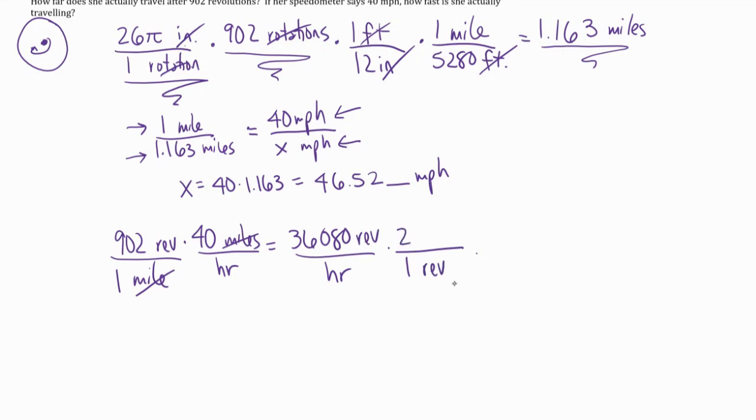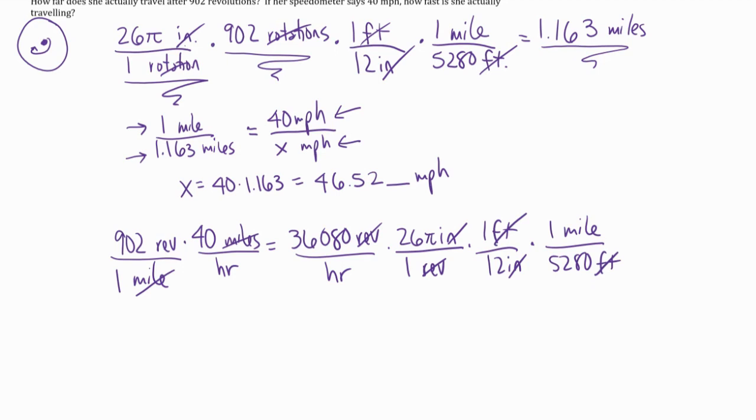Okay, well, what is 1 revolution in actuality? 1 revolution is 26 pi inches. And then that gives me inches per hour, which again is not super useful. So that's feet, 12 inches. Inches cancel. And then there are 5,280 feet in 1 mile. So what I could do is figure out the total number of revolutions and then do a unit conversion to get miles per hour.